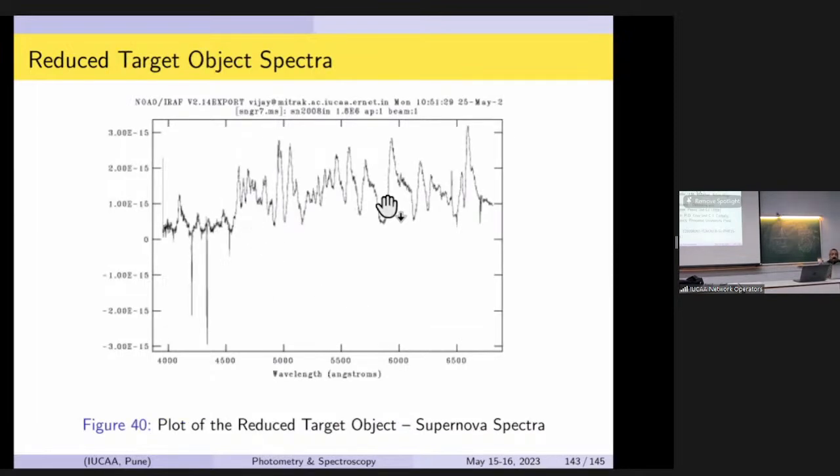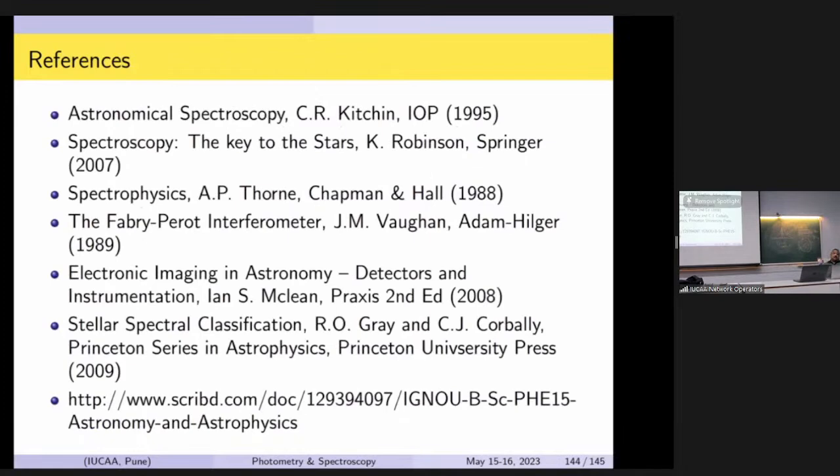Okay, this is the last slide. These are the set of books which I would recommend. This is a very basic book on kitchen. This is another book. This is the book I was mentioning, A.P. Thorne. Actually, it's there in the library. This is a book on Pelvipero.